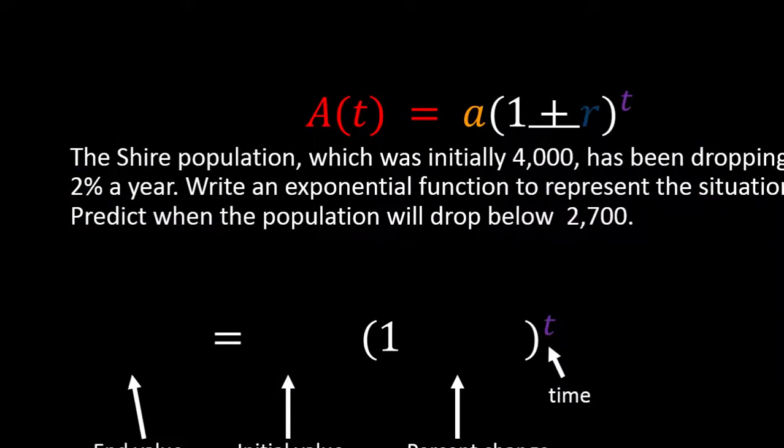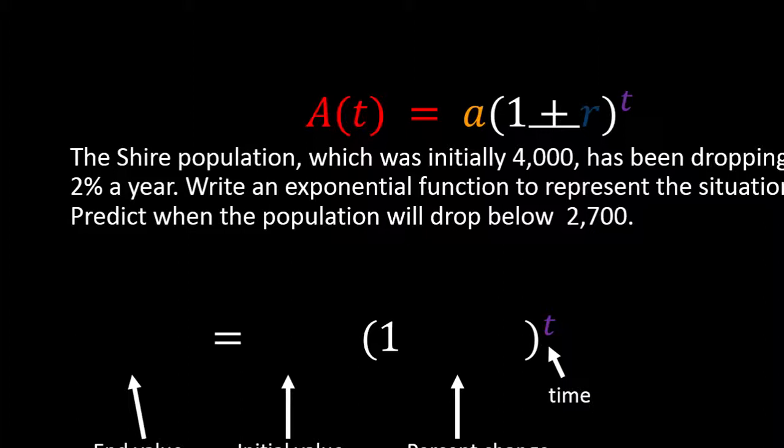Alright, this will be our final practice before I wrap up the video. Let's say the Shire population, which was initially 4,000 hobbits, has been dropping by 2% a year. Write an exponential function to represent the situation. Predict when the population will drop below 2,700.